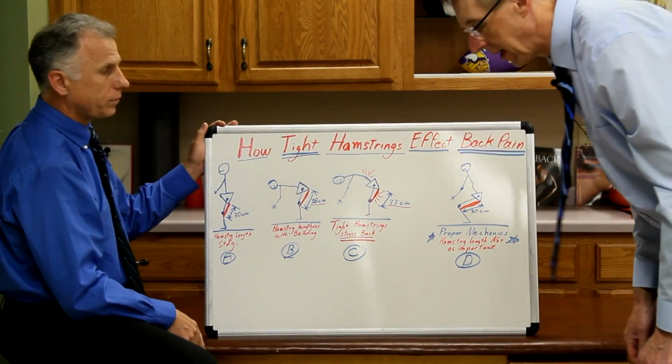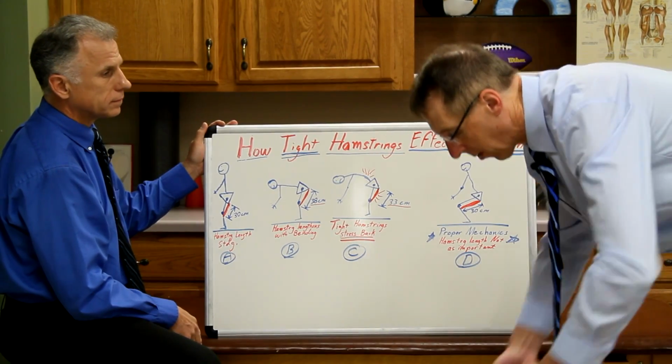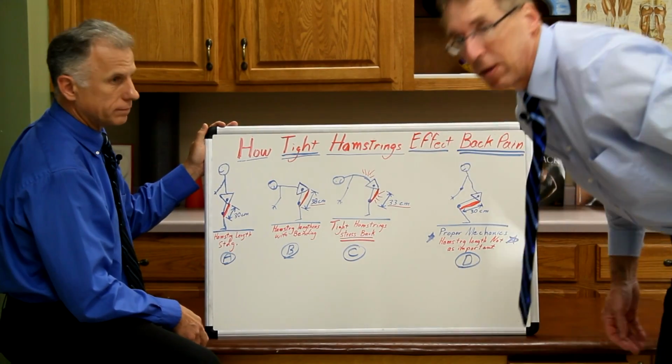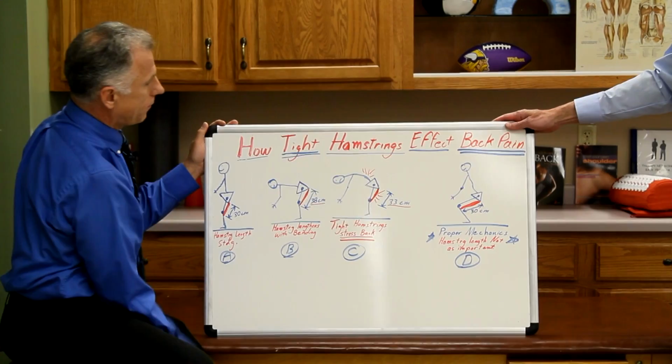So if I'm like this and I go like this and my hamstrings won't let me go any further, the movement in order for me to get down has to come from somewhere. So I start rounding out my back, which is really bad on your back, really hard on it. Puts a lot of stress on it. And that's what the lines are for, stress.